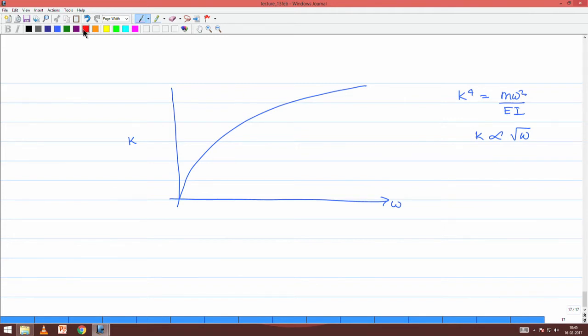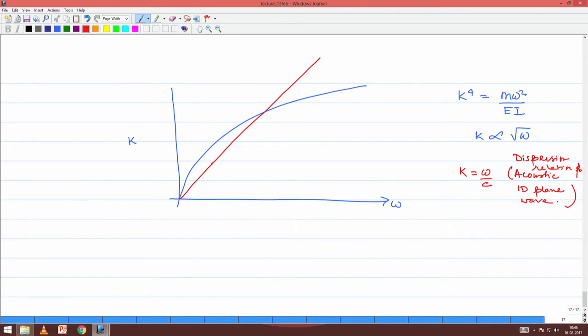Just to reinforce, for acoustics we had k equals omega by c. So, k equals omega by c is what happens for acoustics, and that dispersion line is pretty simple to draw. So, this is what we will get for acoustics. I will call this the dispersion relation for the acoustic 1D plane wave. This is what has already been derived.